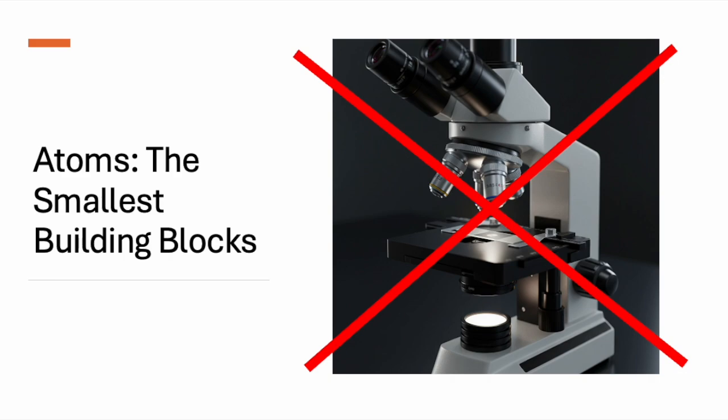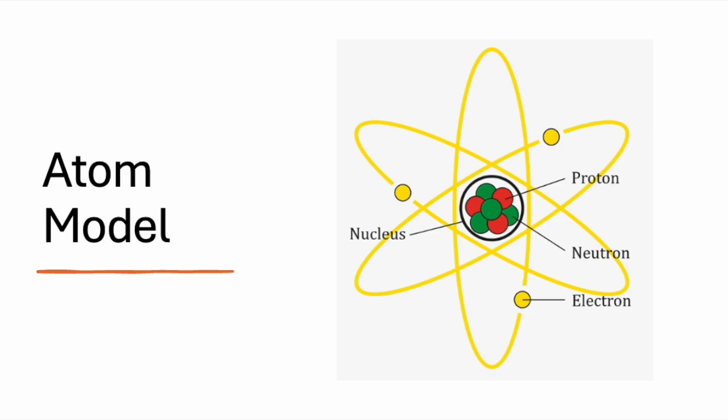Now, let's take a closer look at what an atom is made of. The atom is like a tiny solar system. In the center, we have the nucleus, which is the sun. And orbiting the nucleus, or center, we have electrons, which are kind of like the planets going around the sun. Let's start with the nucleus.